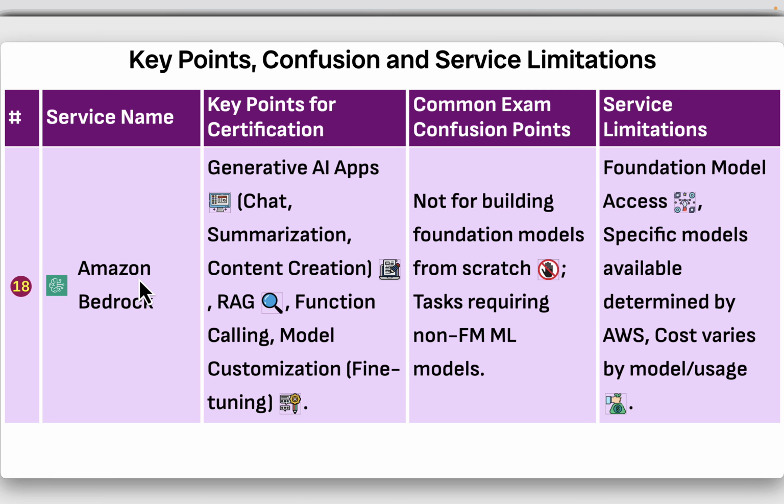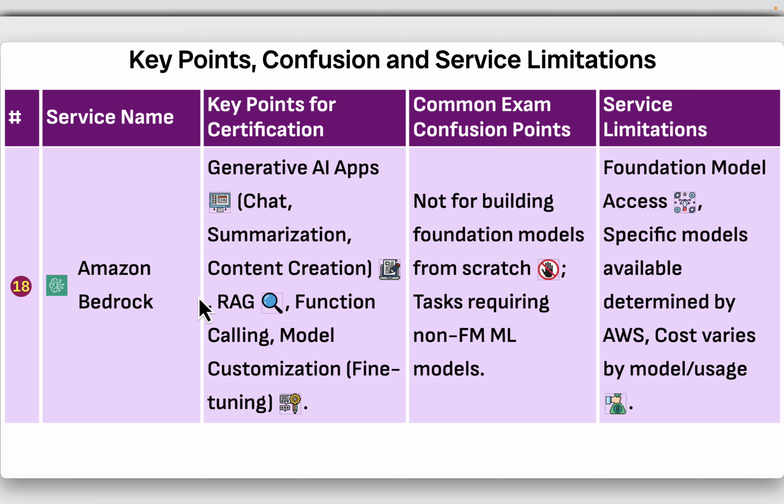Next, Amazon Bedrock. Key points for certification are generative AI apps. So you can develop chat, summarization, content creation, retrieval augmented generation, function calling, model customization, and fine tuning. Common exam confusion points: it is not for building foundation models from scratch.